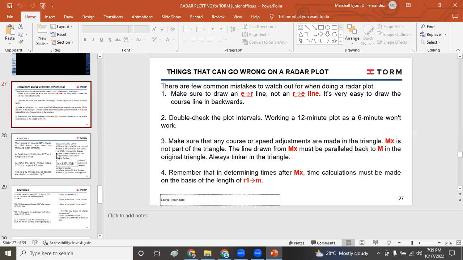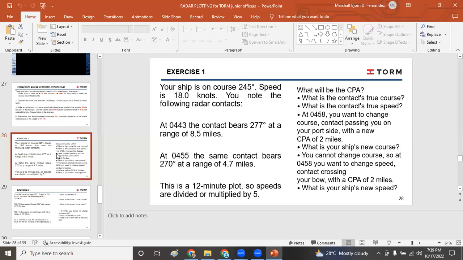Now, I'm going to give you another exercise for those who have not answered correctly on our first exercise. This is the next exercise. Screenshot. 245 degrees, 8 knots. Okay? 0443, 277, 8.5. 0455, same contact bearing, 270, 4.7 miles. I'm going to give you a tip. It's a 12-minute plot. Speeds are divided or multiplied by 5.